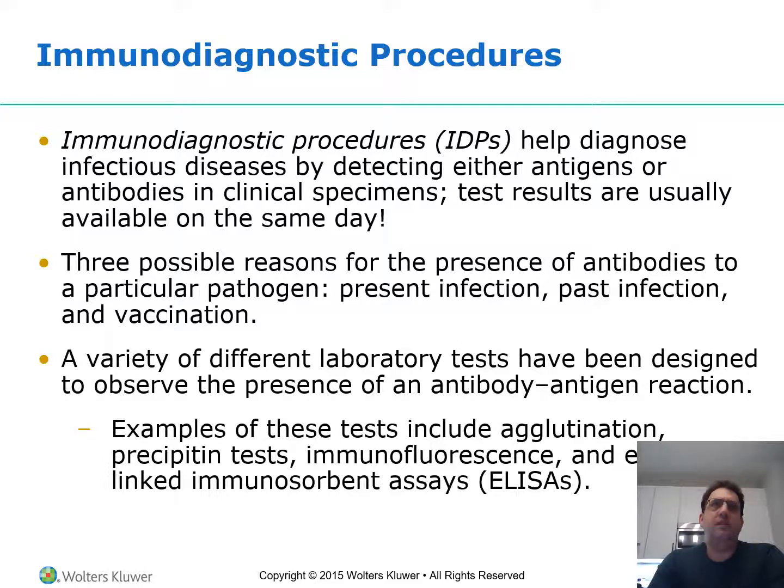So in order to diagnose certain infectious diseases, we look for the antigens or the antibodies in clinical specimens. Test results can be found, they're pretty quick. And there are 3 reasons why the person could have antibodies to a pathogen: a present infection, a past infection, or a vaccination.